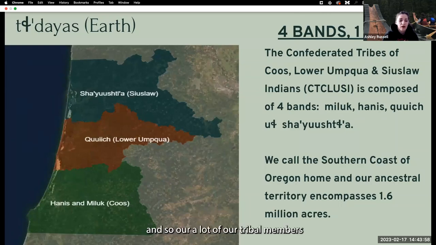And so a lot of our tribal members were asked to either go join the Siletz, the Confederated Tribes of the Siletz, which is like 24, 28 bands. They have a lot of bands confederated in their tribe, or they could just go home, but they wanted them to leave. So a lot of our tribal members went back home. So you guys see this extensive territory.